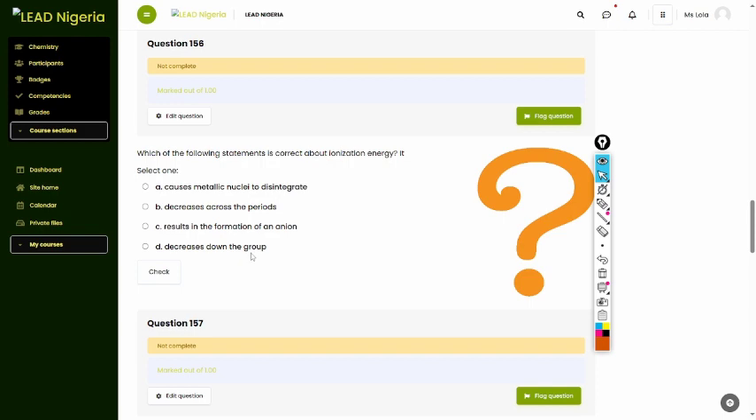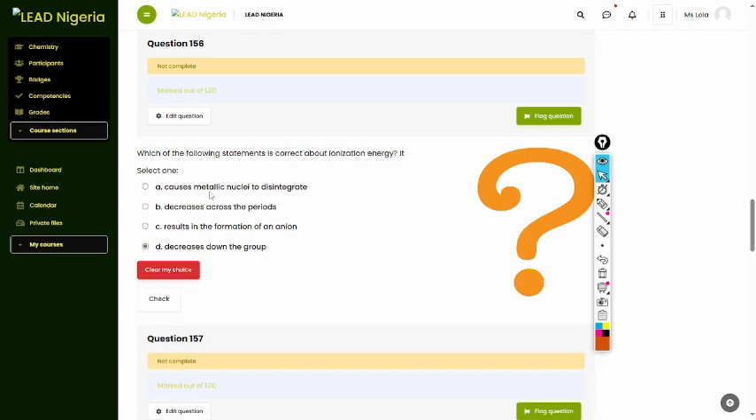It decreases down the group. Yes, this is correct. So ionization energy decreases down the group because as you go down the group, the number of electron shells increases. And so as the number of electron shells increases, the distance between the nucleus and the outermost shell increases. And that increase in the distance results in a reduced attraction between the nucleus and the outermost shell, and because of that, it is easy to knock out the electron in the outermost shell the farther away it is from the nucleus. So it actually does not cause metallic nuclei to disintegrate.